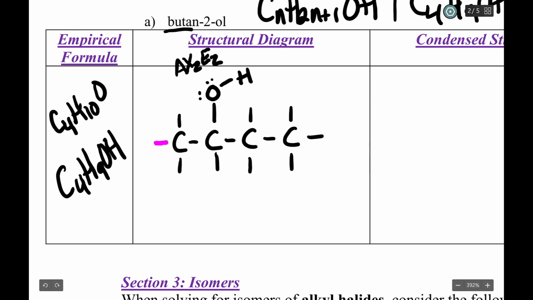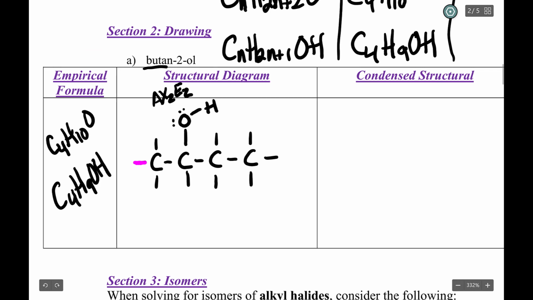Now let's double check we have all of those hydrogens. So I'm gonna mark this pink and I'm gonna count going clockwise. There should be 10. So 1, 2, 3, 4, 5, 6, 7, 8, 9, 10. That's 10. I've got 1 O, there's the O, and I've got 4 carbons. The condensed structural shows the hydrogens kind of butted up against the carbons.